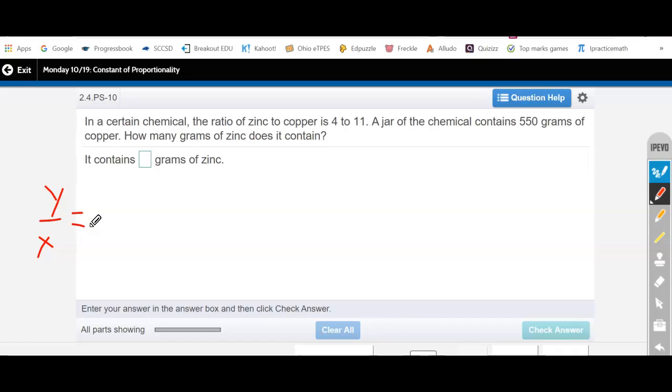So let's say it's got the ratio of zinc to copper. So we're going to go zinc to copper 4:11. Then it says a jar contains the chemicals 550 grams of copper. How much zinc? So what I can do is I can find the unit rate on this. So 4 divided by 11, and then just multiply it times 550.